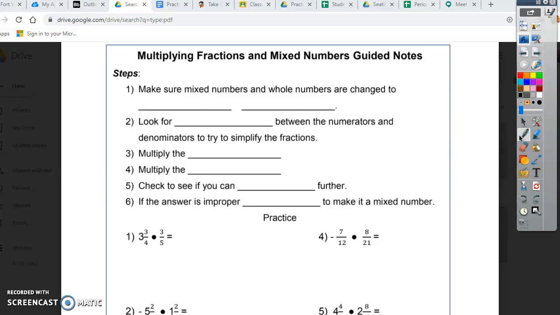Okay? You have to make sure you make those mixed numbers improper because you have to consider the whole number in front when you are multiplying. You can't just bring it across, okay? So make sure mixed numbers and whole numbers are changed to improper fractions, okay?